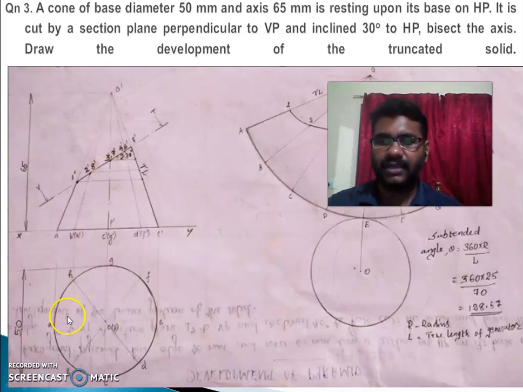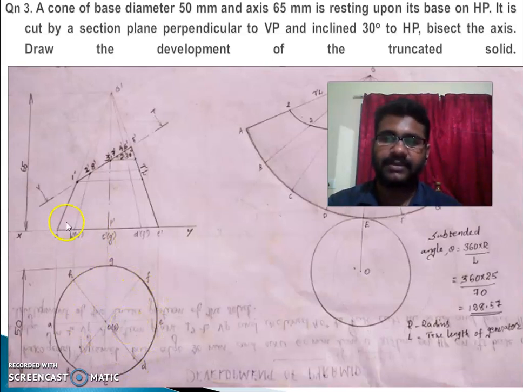Here you divide the circle into 8 equal divisions. Initially you draw the center line AE, then draw a perpendicular line CG, then take a 45 degree angle and draw this line, and also take another 45 degree angle and draw this line. This way you can simply divide the circle into 8 equal divisions.